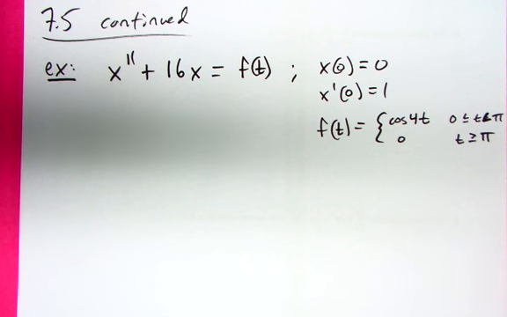Okay, so we left off with 7.5. We're just going to do a few more examples in 7.5, tying in stuff that we've done earlier in the unit. So you may notice we have a piecewise function here. And obviously you want to solve the differential equation.